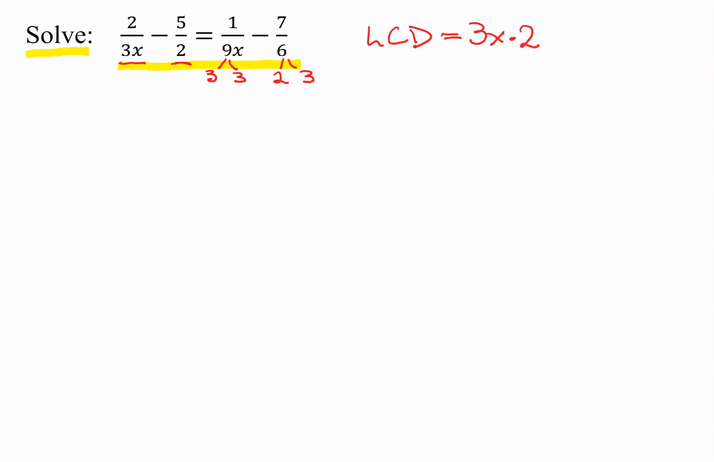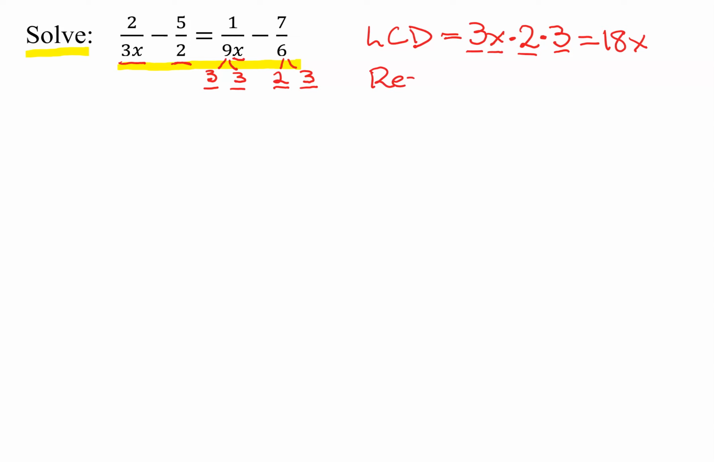Go to my next denominator. I need a 3 times a 3 times an x. Well, I already have one 3 and an x, so all I have to do is multiply by 3 to get both of my 3's. And now go to my last denominator. Do I already have a 2 and a 3? Yes, I definitely do. So that is my LCD. So it's 3 times 2 is 6, 6 times 3 is 18, so my LCD is 18x.